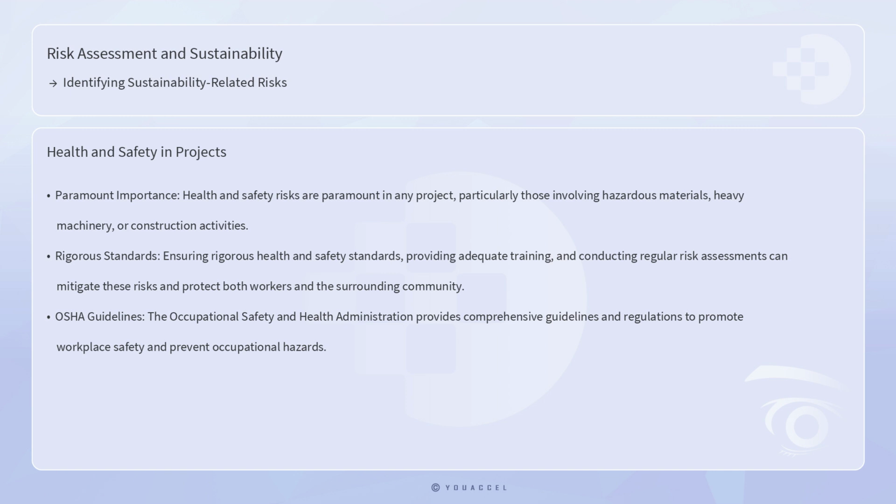Health and safety risks are paramount in any project, particularly those involving hazardous materials, heavy machinery, or construction activities. Ensuring rigorous health and safety standards, providing adequate training, and conducting regular risk assessments can mitigate these risks and protect both workers and the surrounding community. The Occupational Safety and Health Administration provides comprehensive guidelines and regulations to promote workplace safety and prevent occupational hazards.